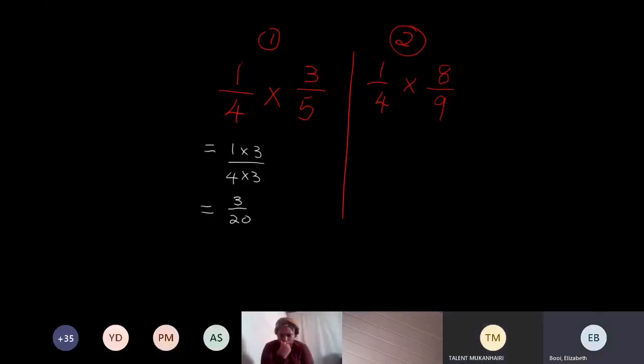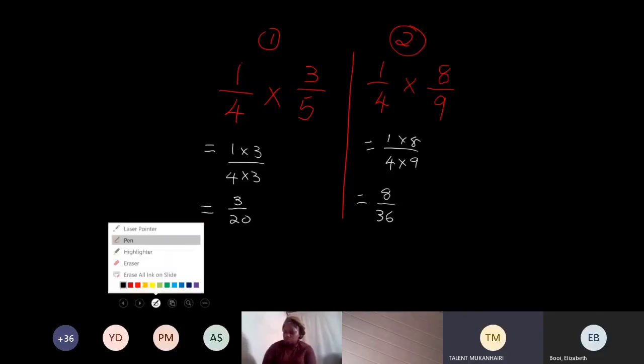Okay. And the other one? I did the same method again: 1 times 8 over 4 times 9. And the answer is 8 over 36. Then we divide by 4, because 4 can go into 8, giving us 2, and can also go into 36, giving us 9.